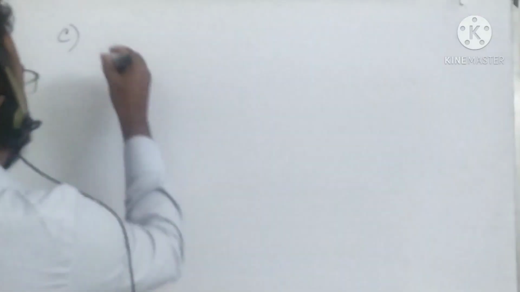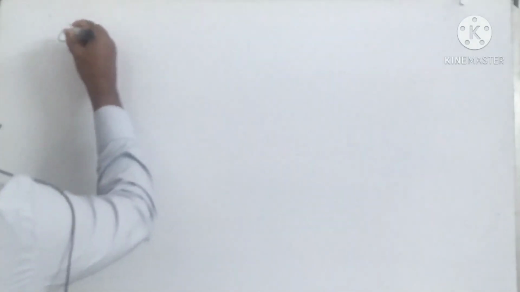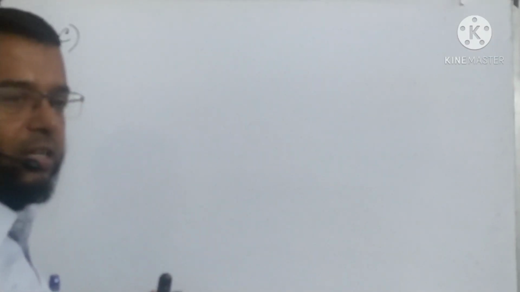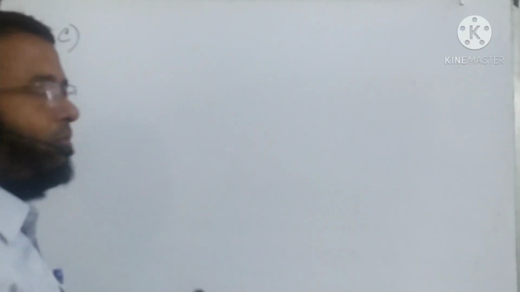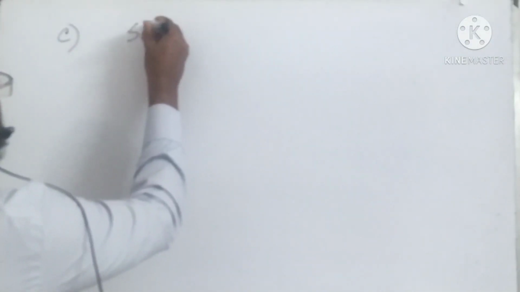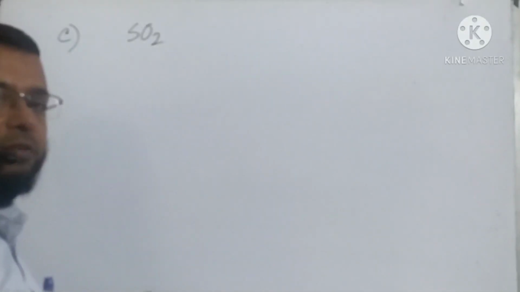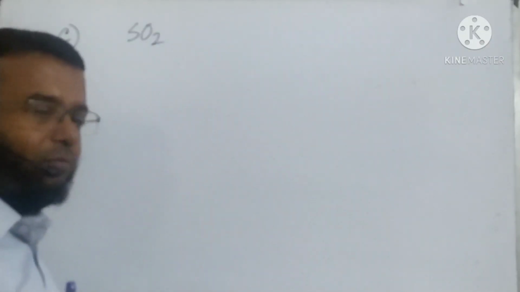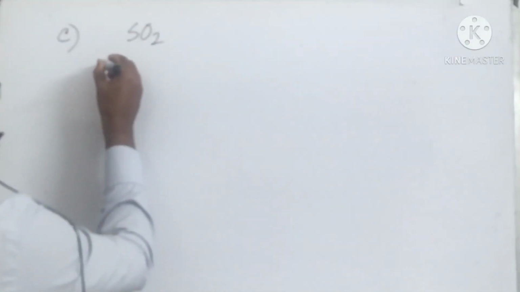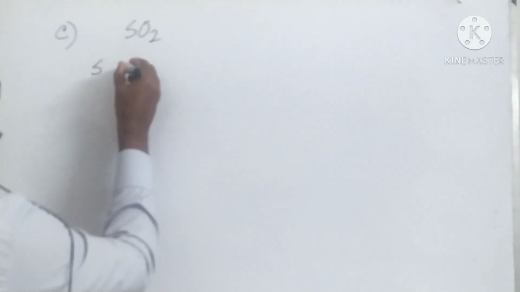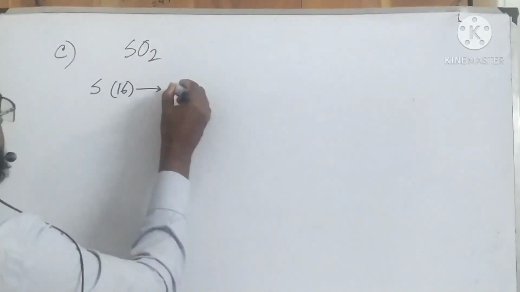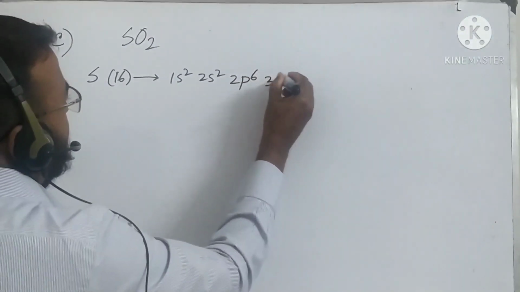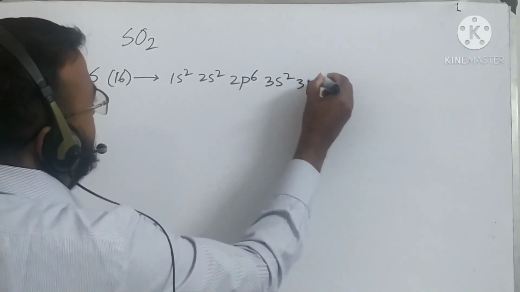Okay, now number C. It is given that one element is sulfur and another one is oxygen. So sulfur and oxygen, the compound is sulfur dioxide. Now we have to draw the diagram of the sulfur dioxide molecule and find out the lone pair electrons and bond pair electrons. At first we have to write the electronic configuration of sulfur, it is 16. So it is 1s2, 2s2, 2p6, 3s2, 3p4.